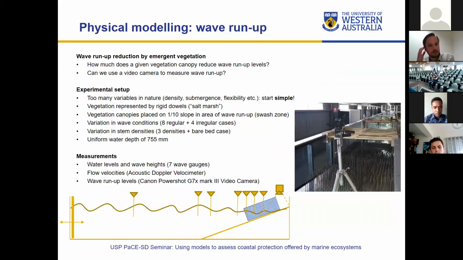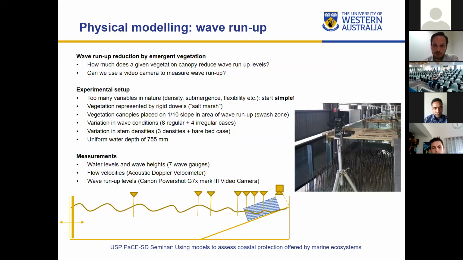And this is from a recent experiment that I worked on a couple of months ago, where we further simplified vegetation. So in this case, it's just rigid dowels, and we particularly want to look at the wave run-up level. So many of these studies have looked at wave dissipation. So you basically put something in your flume, you look at the wave height before the vegetation, and then after the waves have passed the vegetation, and it gives you an idea of how much energy they absorb. But no one has really looked much at what that means for the wave run-up.